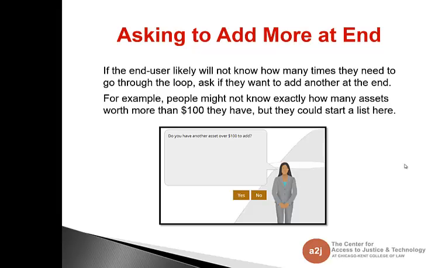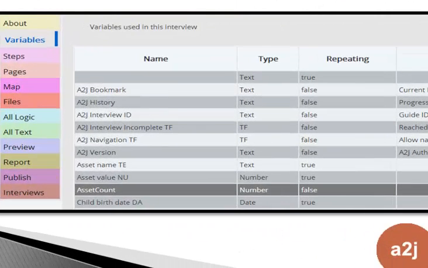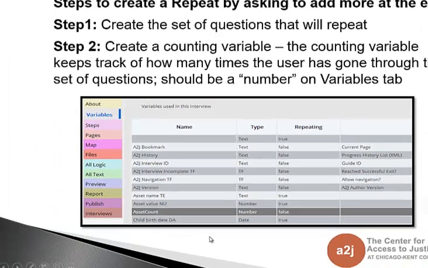And then each time you can ask, do you have any more? So this first step in this way is very similar to the other way to do repeat loops. You create the set of questions that will be repeated. You then create a counting variable. Again, it should be a number. If it's not a number, it won't work. So make sure that your variable type is a number. And you can see here that asset count, this darkened one right here, is my repeat loop counting variable.